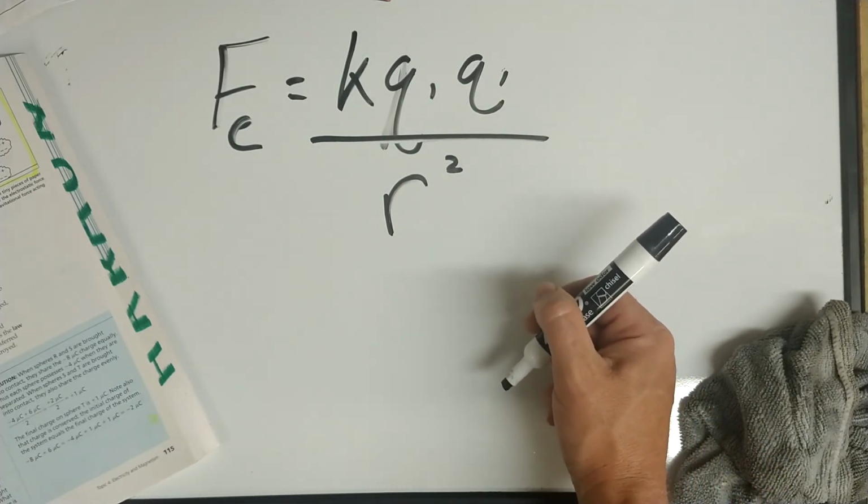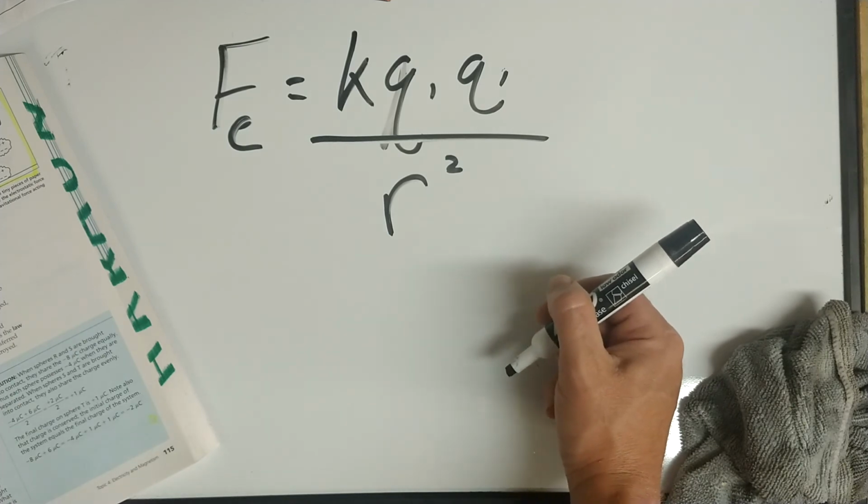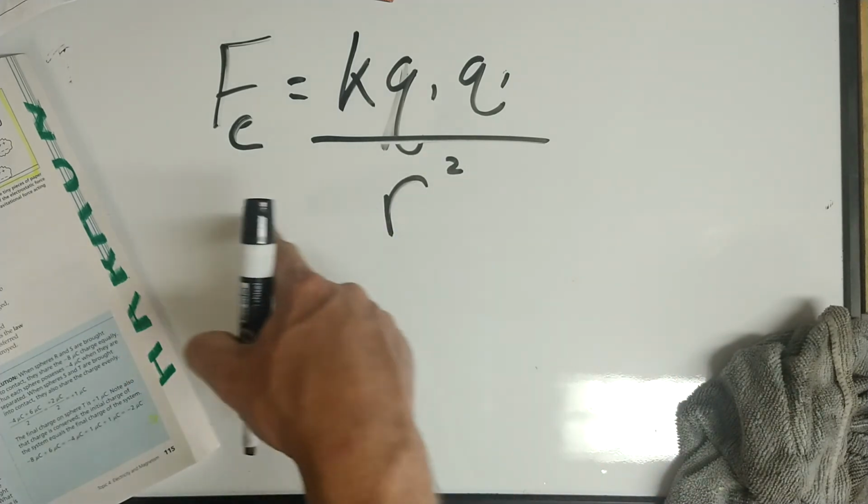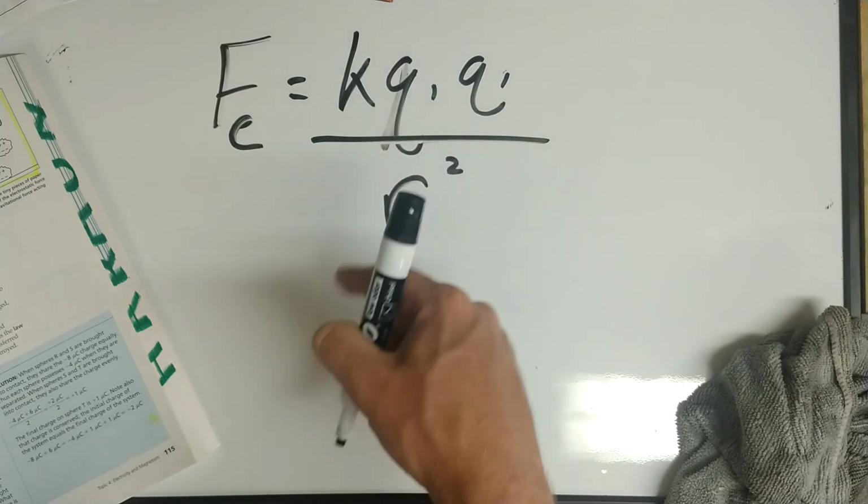And same thing for the nuclear force, but who knows? There must be a good physical reason for that, or it's simply a mystery. Anyway, Fe = k Q1 Q2 over r squared.